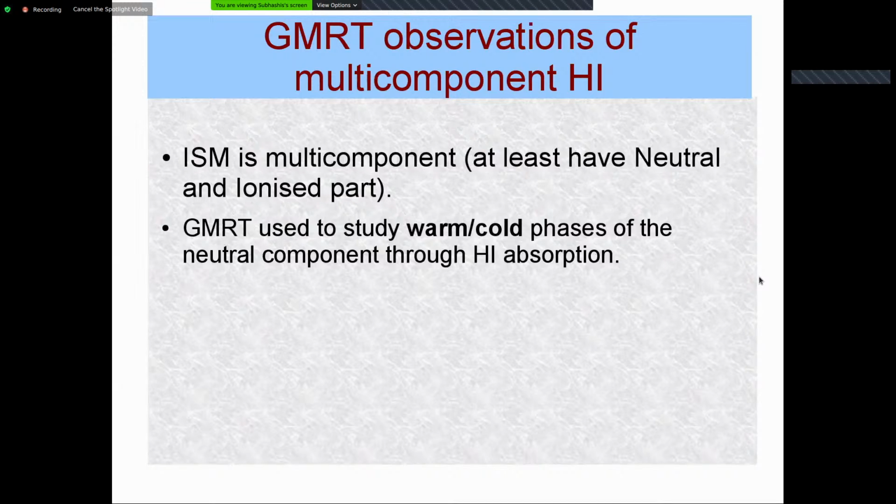Now we will go into something which is really what you are going to do the experiment on. As you know, the interstellar medium is multi-component, with at least a neutral and an ionized part, and here we are talking of the neutral part only, not the ionized part. So GMRT was used to study the warm and cold phases of the neutral component through HI absorption and also through emission. And how it occurs, I will just show you.